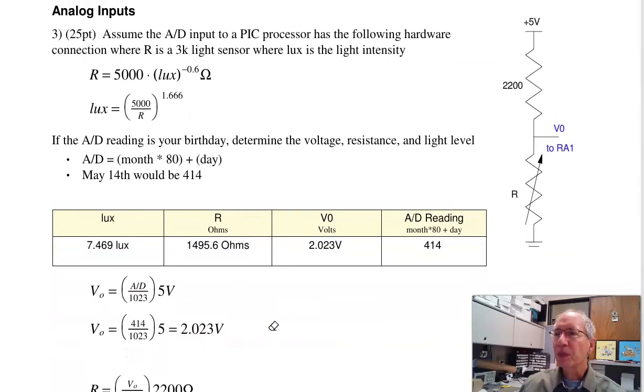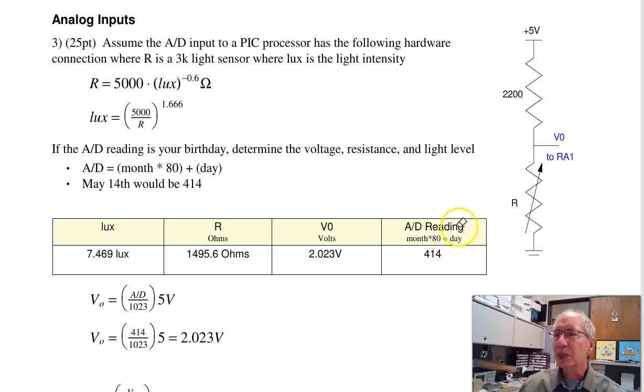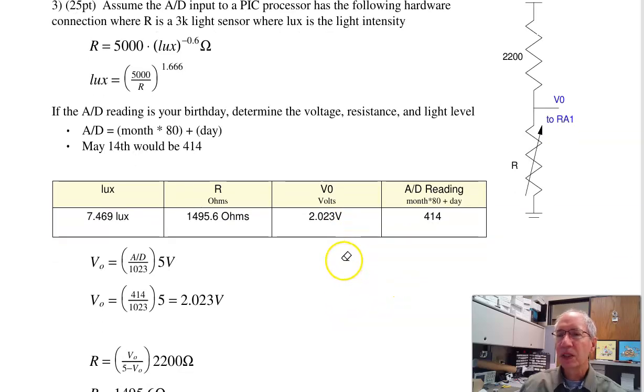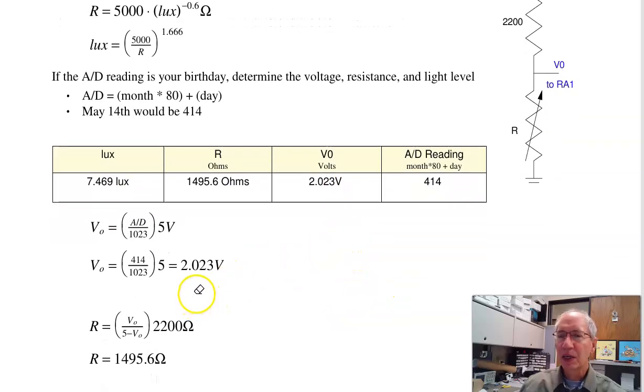Problem 3. If I read an analog number on an A to D converter, what that means is the voltage is proportional. Full scale is 1023. This is that percentage of 5, 2.023 volts. The voltage is R over R plus 2200, so solving backwards, the resistance is V over (5 minus V) times 2200. The resistance is 1495 ohms.